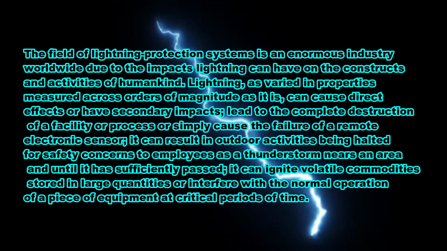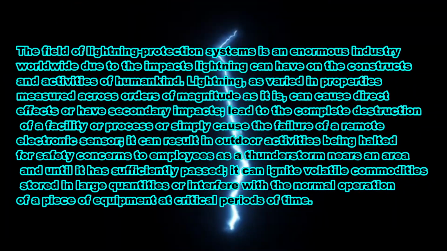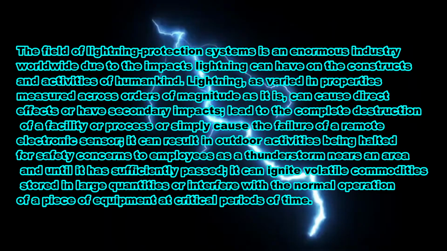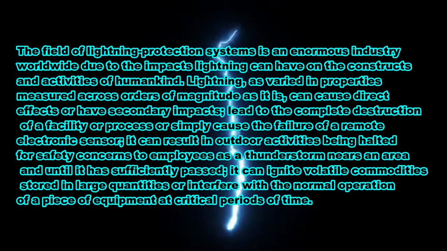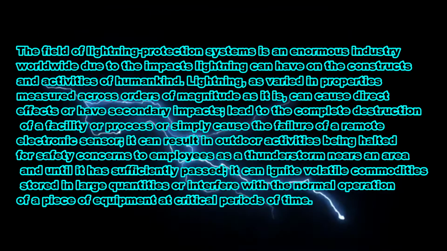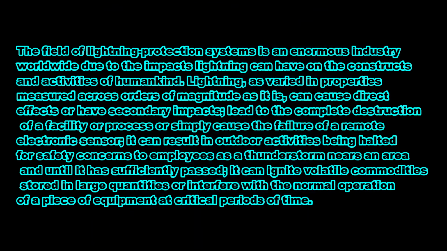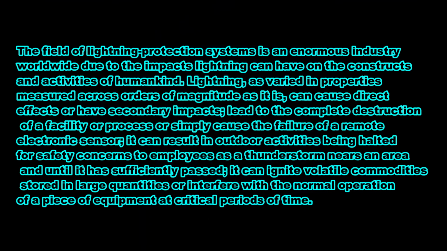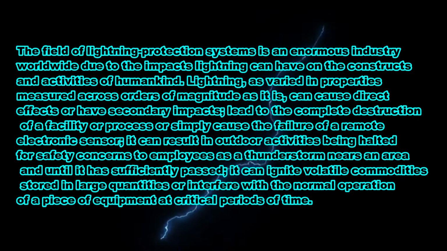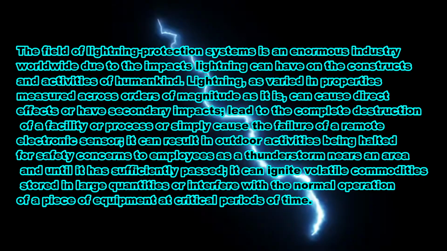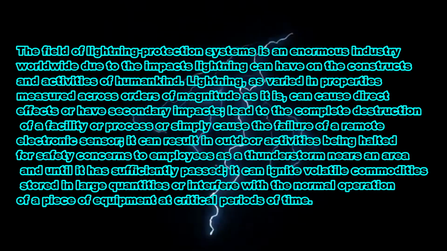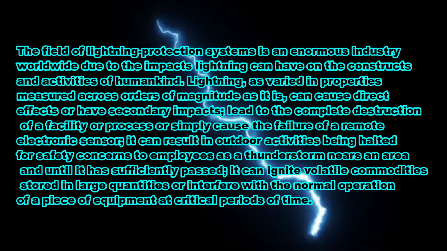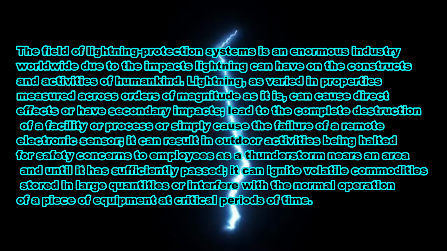The field of lightning protection systems is an enormous industry worldwide due to the impacts lightning can have on the constructs and activities of humankind. Lightning has varying properties measured across orders of magnitude, as it can cause direct effects or have secondary impacts, lead to the complete destruction of a facility or process, or simply cause the failure of an electronic sensor. It can result in outdoor activities being halted for safety concerns to employees as a thunderstorm nears an area, and until it is sufficiently past. It can ignite volatile commodities stored in large quantities or interfere with the normal operation of a piece of equipment at critical periods of time.